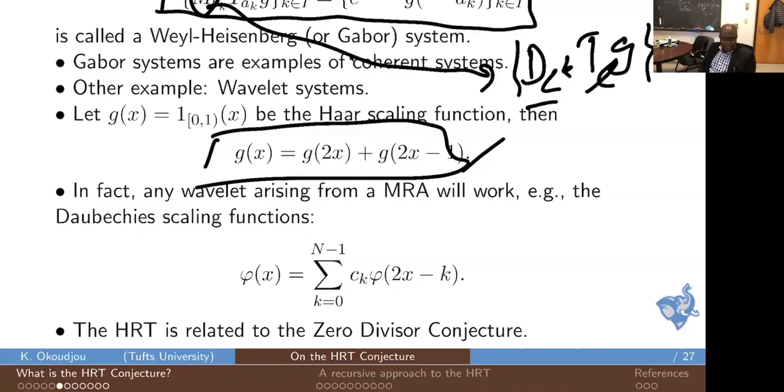There is one aspect of the HRT conjecture that I know just a little bit about, but that I'm not going to focus on, which is this conjecture in algebra that's called the zero divisor conjecture. And it seems like the HRT conjecture can be thought of as a statement about the zero divisor conjecture, but for the Heisenberg group. But this is an approach that I'm not going to look at at all. I want to focus more on the analytical approach to the HRT conjecture. So this is essentially the history of the HRT conjecture.